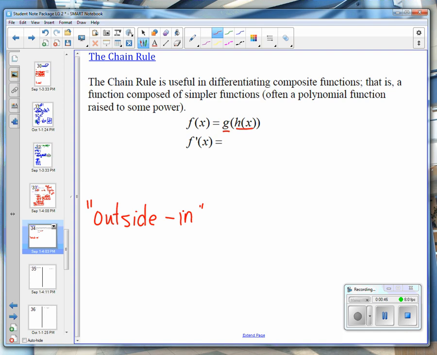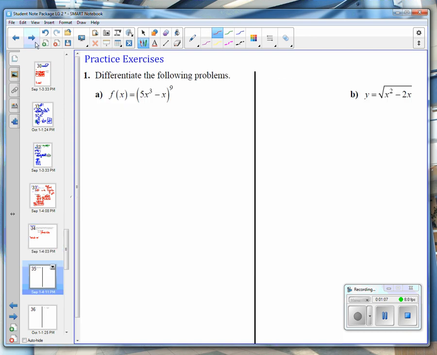So obviously the outside function here is g. So we're going to take the derivative of g and we're going to forget about the inside for the first little bit. And then we're going to multiply that by the derivative of the inside, which is basically h prime of x. Okay, so again, we want to find the derivative of the outside and then multiply it by the derivative of the inside. Now that might not make any sense just yet, but let's look at some examples.